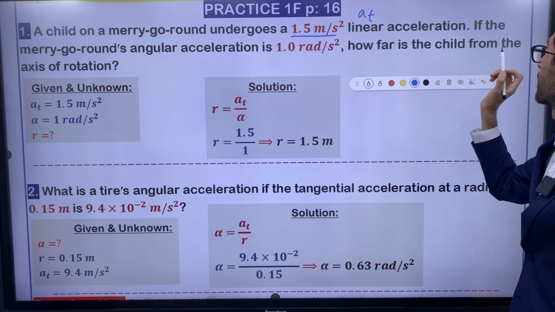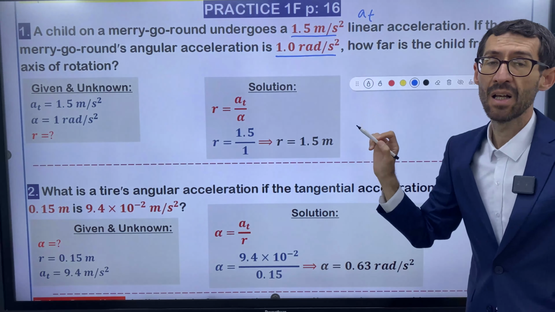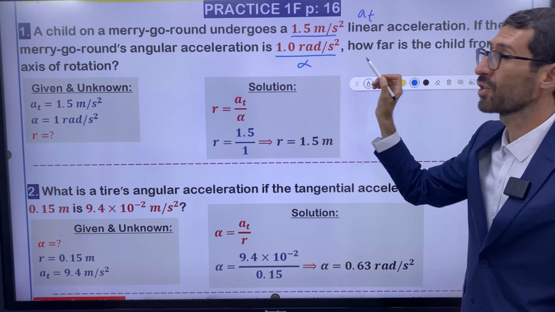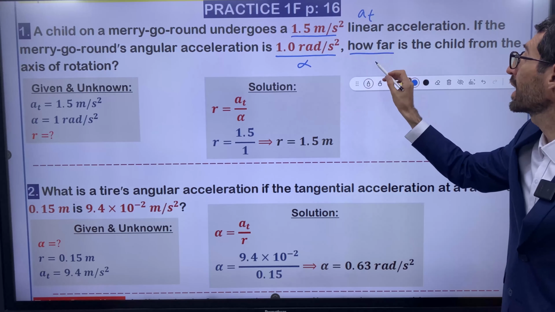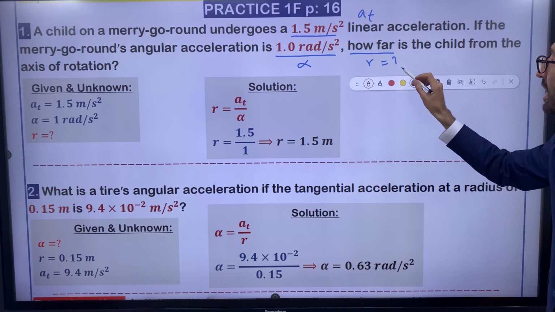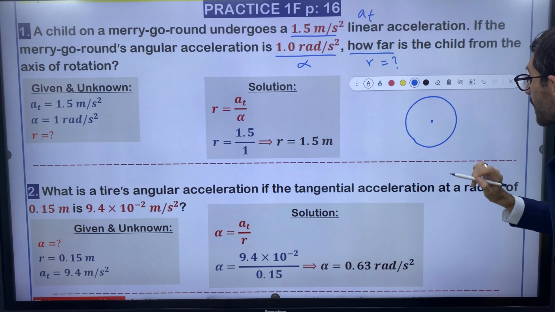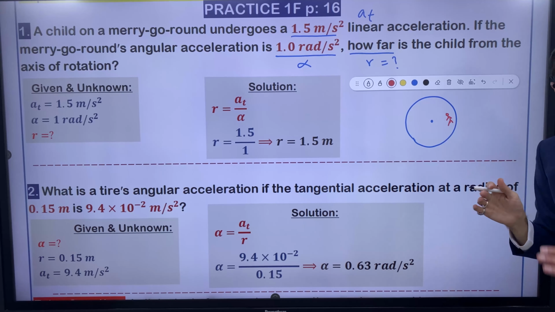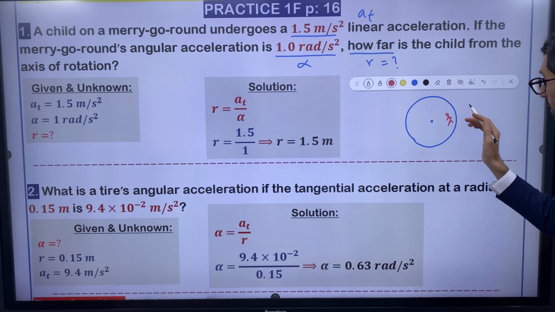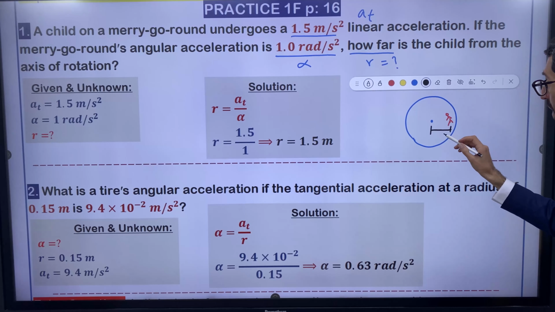So AT is given. If the merry-go-round's angular acceleration is alpha, 1 rad per second squared, how far is the child from the axis of rotation? It talks about r. This is a merry-go-round, this is the axis of rotation, and this is a child, for example, at a certain distance from the axis of rotation. So the distance between the child and the axis of rotation is called the radius. We look for this number.